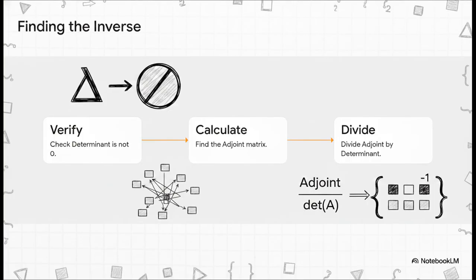Now, if we are clear to proceed by our diagnostic, here are the 3 sequential steps to successfully invert your square matrix. Step 1. Verify it's non-singular, meaning determinant is not 0. Step 2. Build that adjoint matrix we just talked about. And step 3. Simply divide that entire adjoint matrix by your original determinant value. Mathematically, it's 1 over the determinant multiplied by the adjoint. And just like that, you have your inverse matrix.